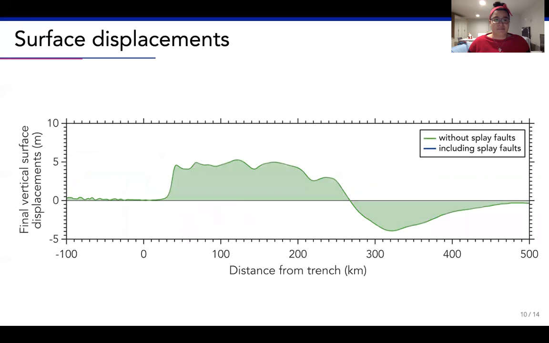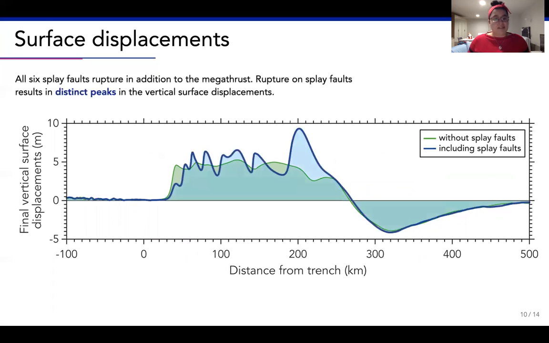Yes, exactly. So we can have a look at the effect of splay fault rupture on surface displacements. Here we see, again for comparison, a model without splay faults in green at the moment, and you can see it's quite uniform, maybe 5 meters, the final vertical displacement. But if we then plot our model including the splay faults, it looks like this. And we can see these big peaks. If I then plot where the splay faults are, you will see these peaks of vertical surface displacement correspond to rupture on the steeper splay faults.